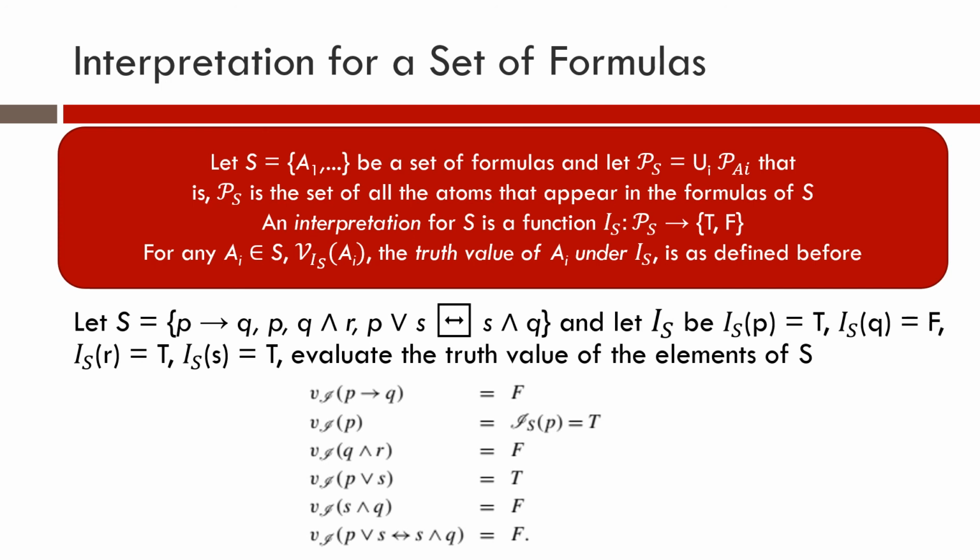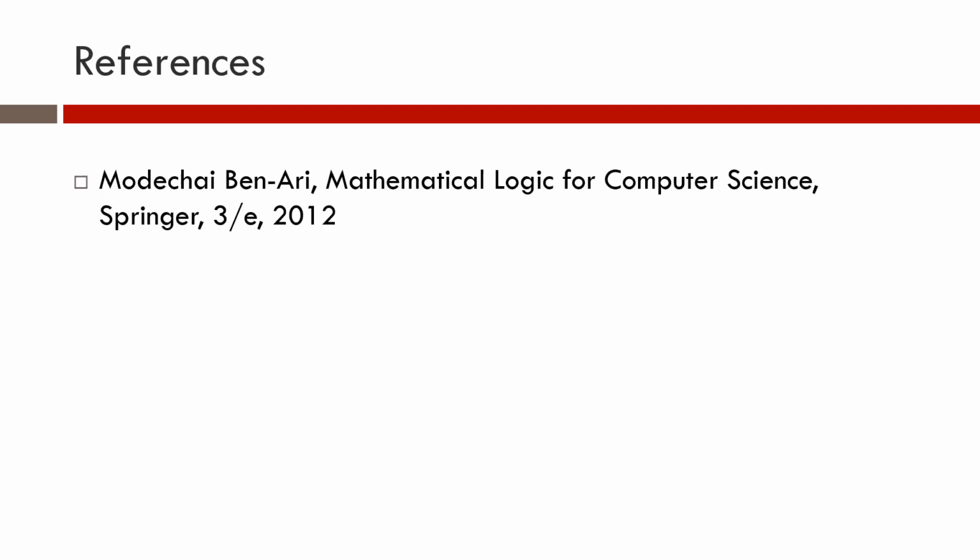So this is how you interpret a set of formulas, or how we find the truth values for a set of formulas. So that was on interpretations. In this lecture we have discussed interpretations. We have also seen what partial interpretation is. We now know the meaning of each of the Boolean operators in propositional logic, and we also know how to find the truth value of a formula using truth table.